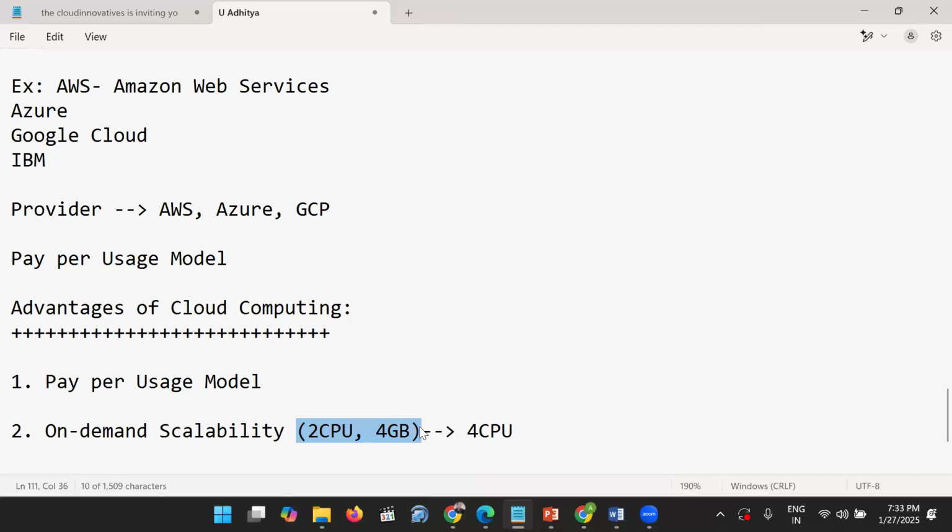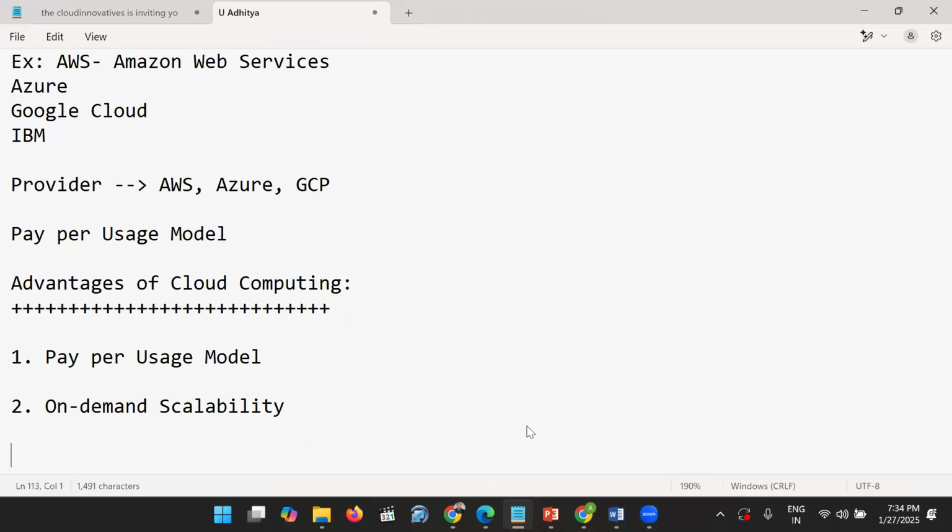If your business goes down, you can come back, and it also provides a scale-down feature. That is on-demand scalability. One more advantage is that on the cloud platform we can access the services at any place, at any location, 24 by 7, 365 days. That is global accessibility.